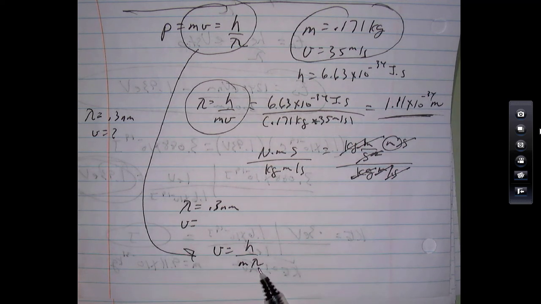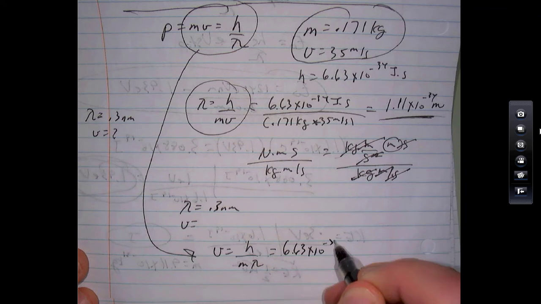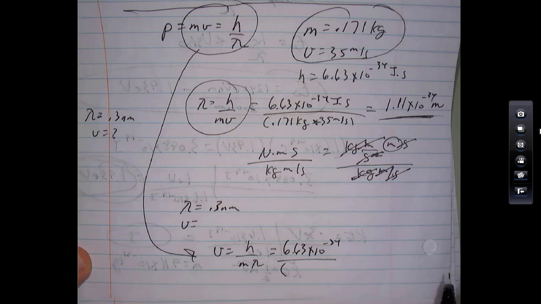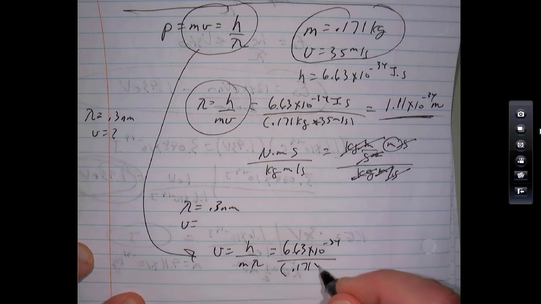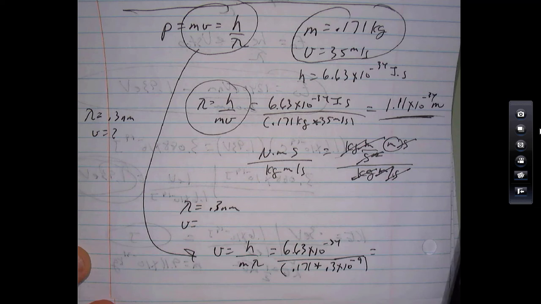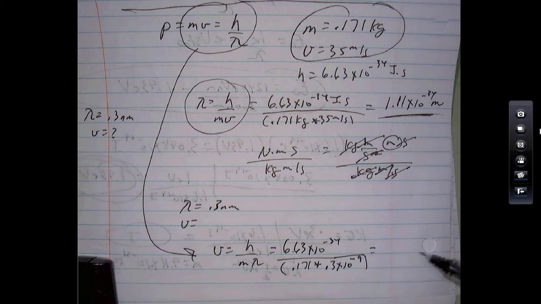Planck's constant, it's just a constant. The mass was already given. Now they're giving you this new wavelength. What would the speed have to be to have that kind of wavelength? Let's actually see it. This should be pretty interesting. 6.63 to the minus 34th. Everything's going to be in SI units, so I'm not going to write the units. I'm running out of space here. 0.171 times the wavelength, 0.3 nanometers, so 10 to the minus 9th. Okay, so put all that together and figure out the speed then. Okay, very good.